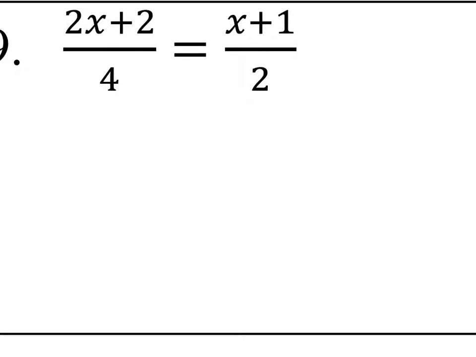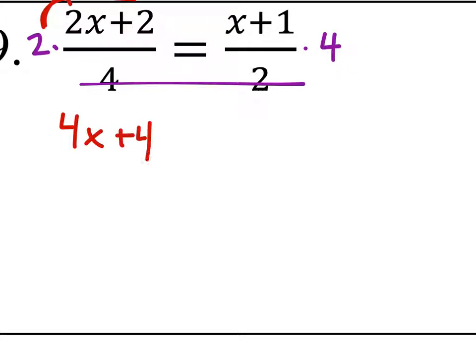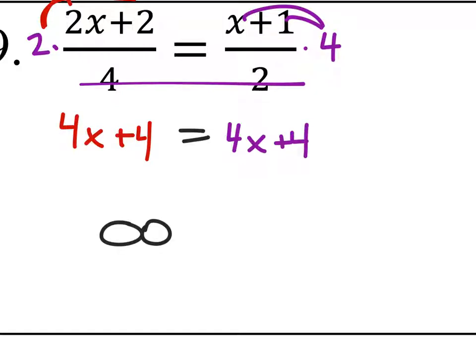Alright, here's another way we can do this. It's kind of like treating this as though it were a proportion. So if I multiply this side by 2, this is cross multiplication, you guys, then I get rid of these. So I got 2 times 2x plus 2, so that's 4x plus 4. And over here I got 4 times x plus 1, so that's 4x plus 4. These are the same, so this is infinite solutions. That one I was just treating like a proportion.